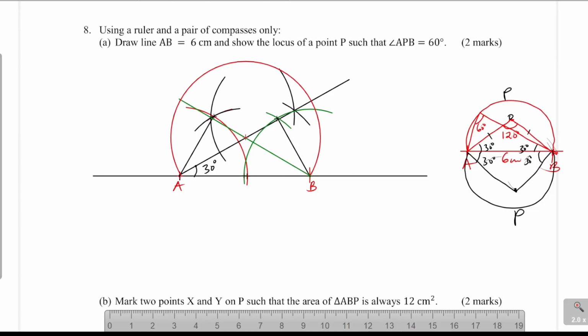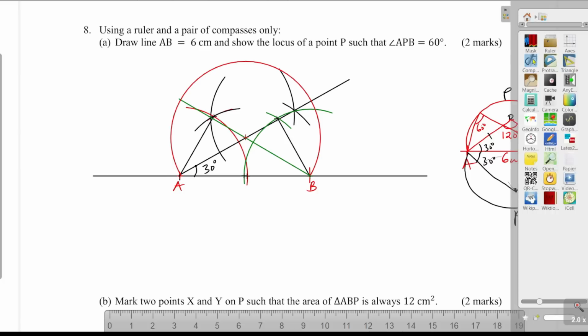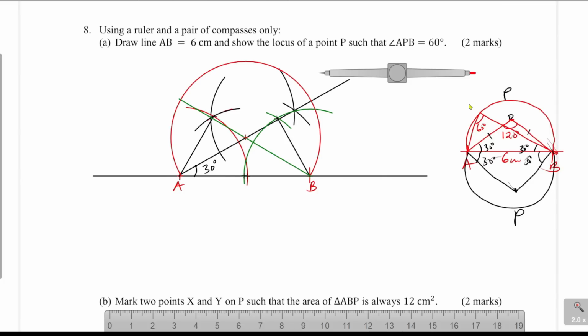Once you do that, the next thing you're going to do, you do the same thing. So the locus of P will be anywhere along this arc. You do the same thing for the bottom part. For the bottom part again, you will start by constructing an angle of 30. So standing at A, you construct an angle of 60 first. You mark an arc there, then stand at that point there, then you cut that arc. That will be 60 degrees.